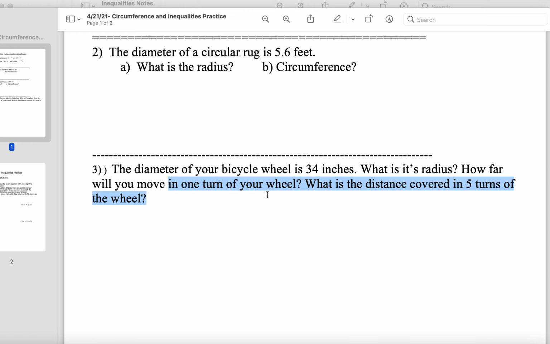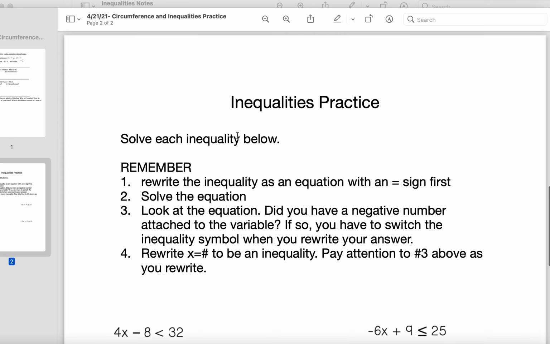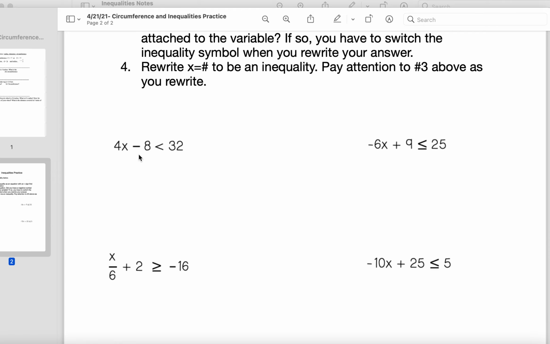One turn of my wheel is one rotation all the way around. So if you see the word one turn or one rotation, that means circumference, okay? So find the circumference for that. And then you have 4 problems to practice with inequalities. And make sure you pay attention if you're multiplying or dividing by a negative number.